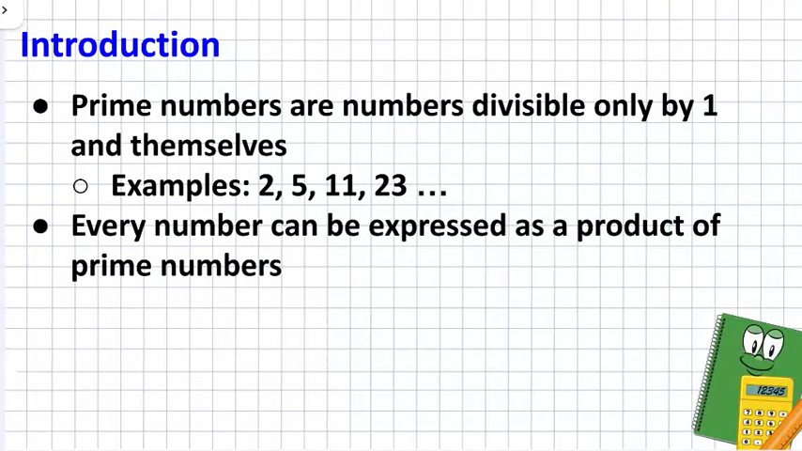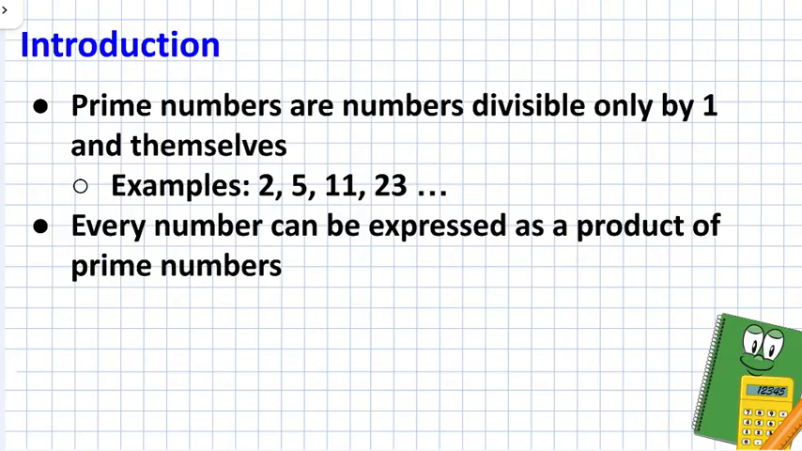Prime numbers are basically numbers that are divisible by 1 and itself. So prime numbers can only be divided by two numbers. Any number that can only be divided by 1 and by the number itself is a prime number. Examples of prime numbers are 2, 5, 11, and 23.